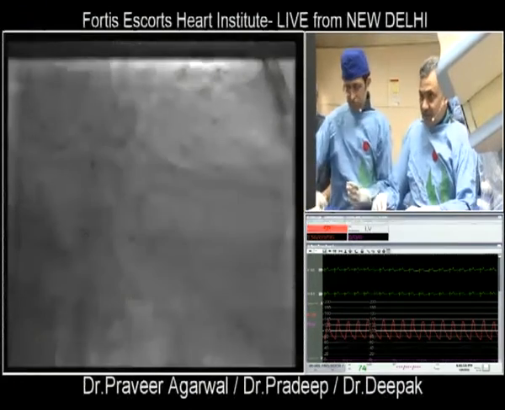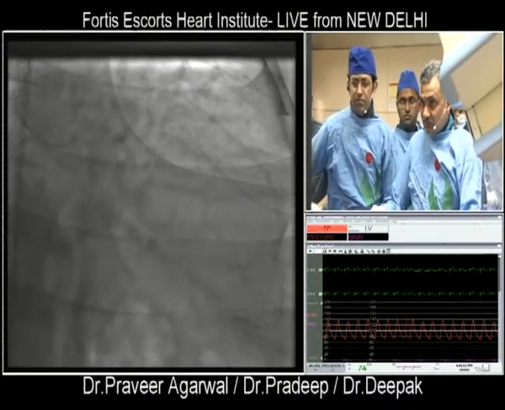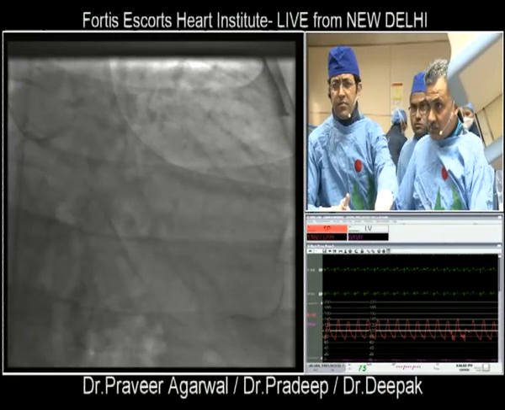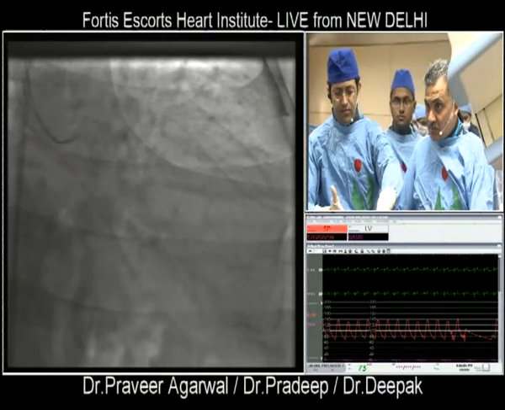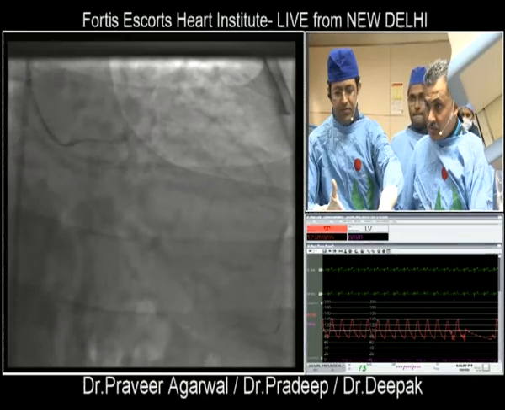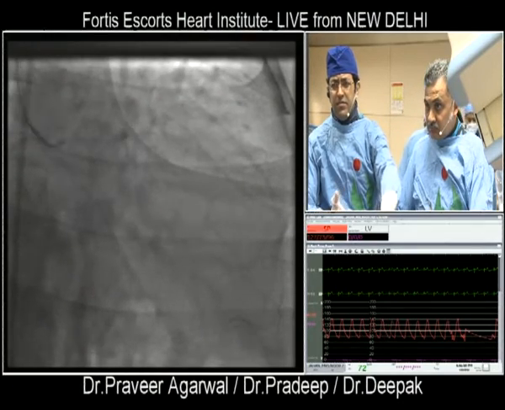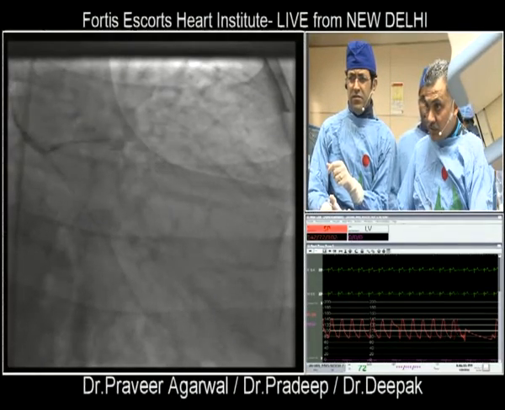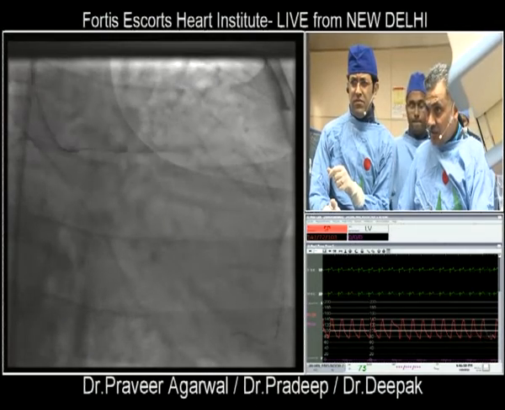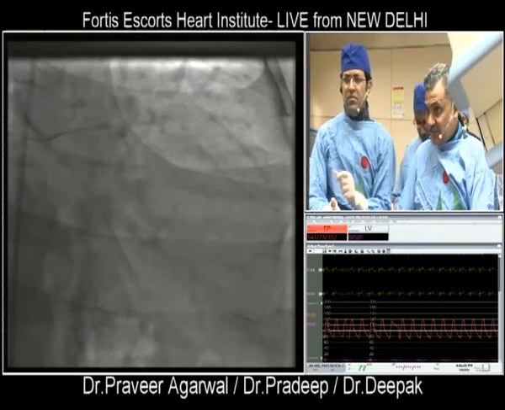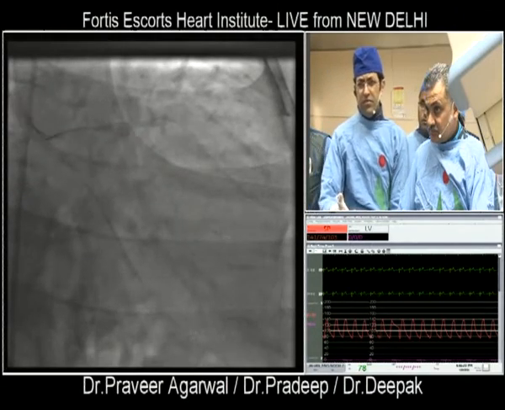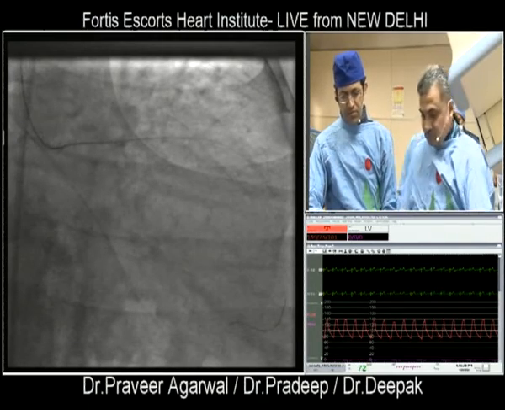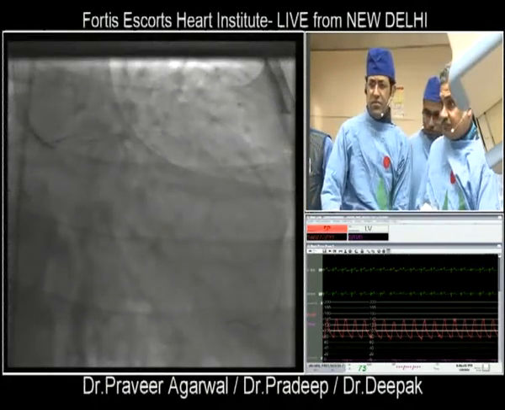So first, let us see this filter. Small check. What wire are you using? This is Fielder XTR. It's a tapered wire with a slippery coating. The tip is 0.09. Cranial, please.